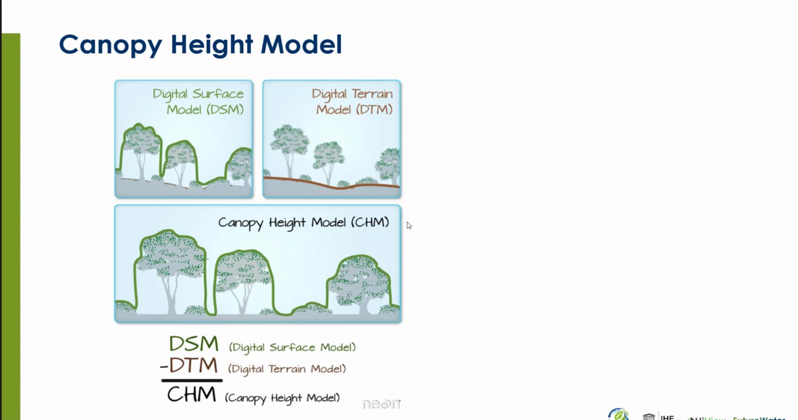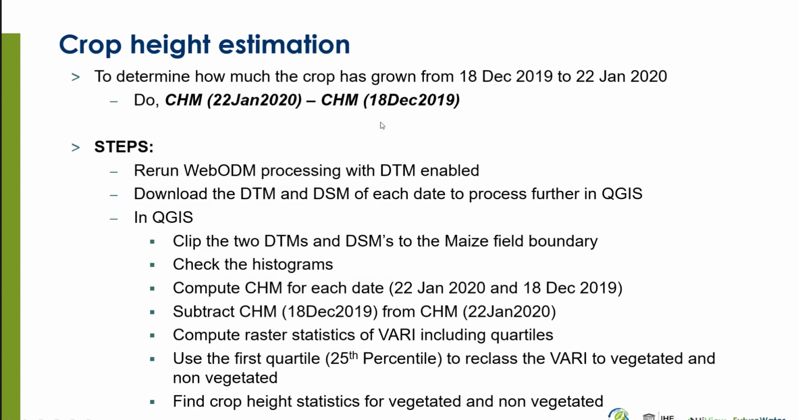So in this tutorial, following the course, we are using two sets of drone data, which were collected on 18th December 2019 and 22nd January 2020. What we are going to do is estimate the crop height by estimating the canopy height model for each date, 18th December and 22nd January. And each date represents two different growing periods of the crop maize over the field under study.